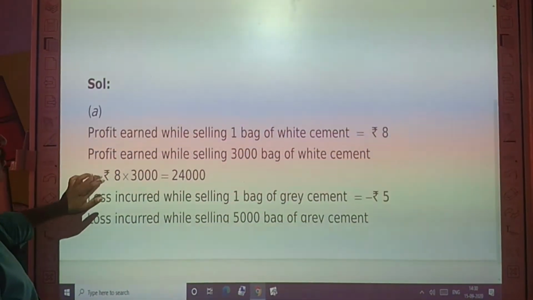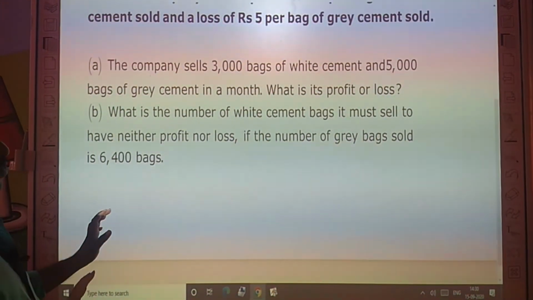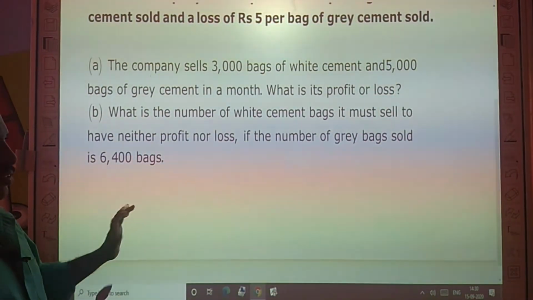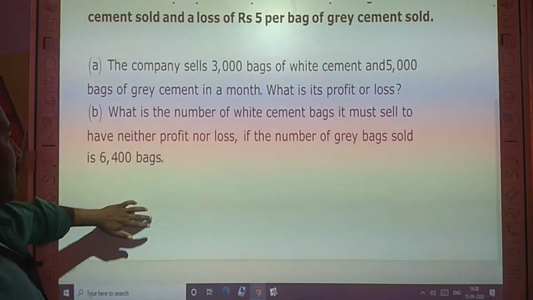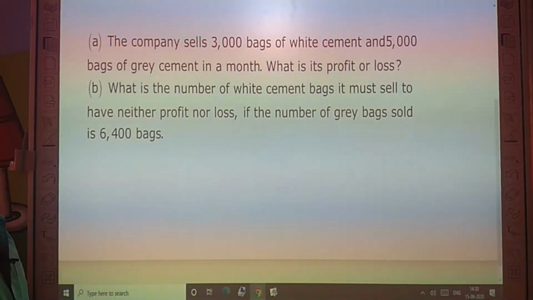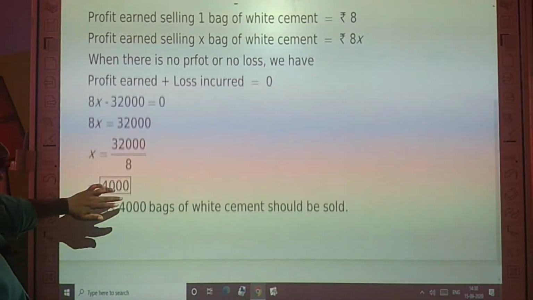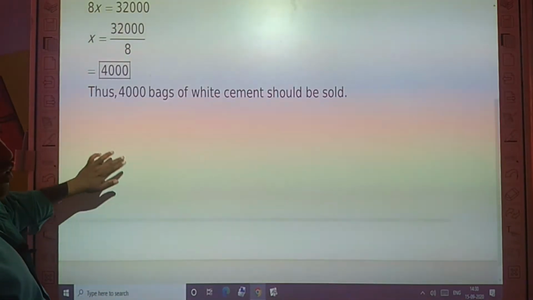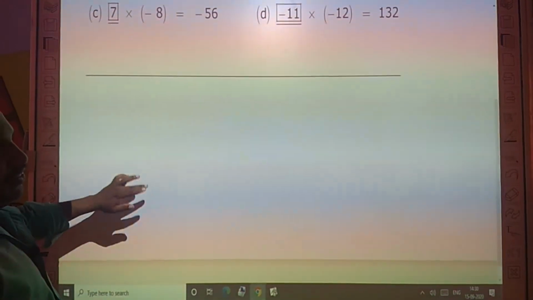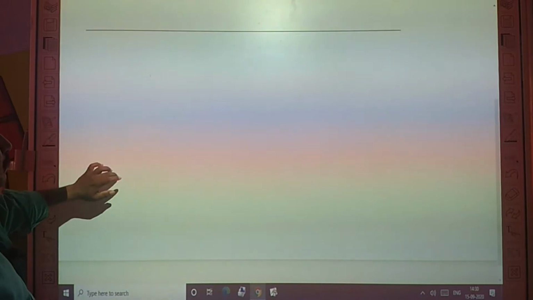Question B. What is the number of white cement bags that must be sold to have neither profit nor loss, with the number of grey cement bags sold being 6,400? The grey cement bags are 6,400. Neither profit nor loss means no profit, no loss. Profit is equal to loss. Here we take profit equal to loss.